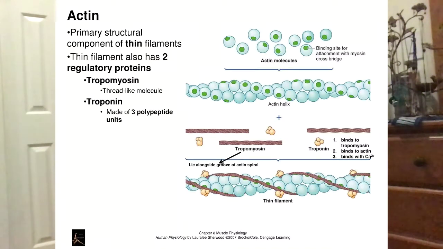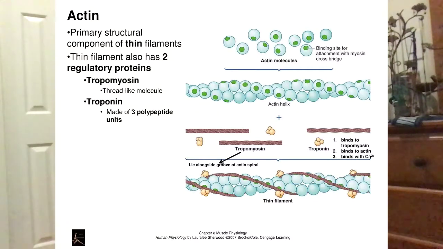So how do we move tropomyosin? We use the other molecule called troponin. Troponin is stationed along the length of tropomyosin, about every sixth actin molecule. Okay? And troponin can move.